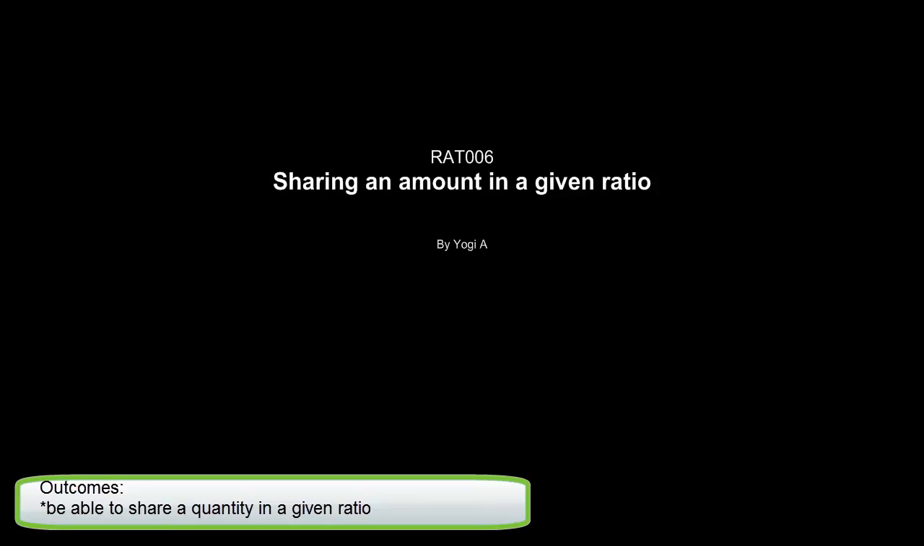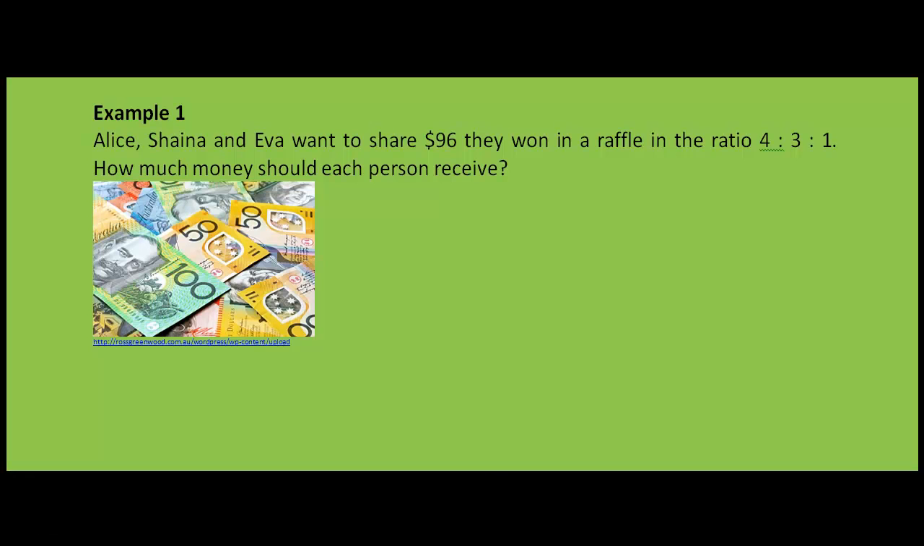This would be an easy concept if things were shared equally, 50-50 as they say. But there are many situations where amounts are not shared equally. Let's look at an example of where we could use ratios to share an amount. In this example, Alice, Shayna, and Eva want to share $96 they won in a raffle in the ratio 4:3:1. How much money should each person receive?